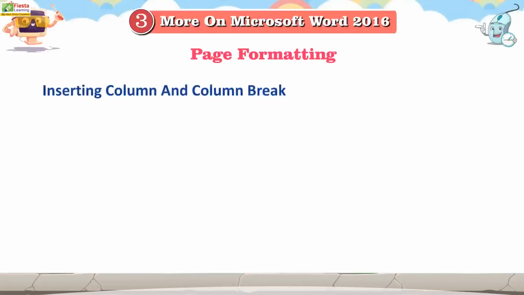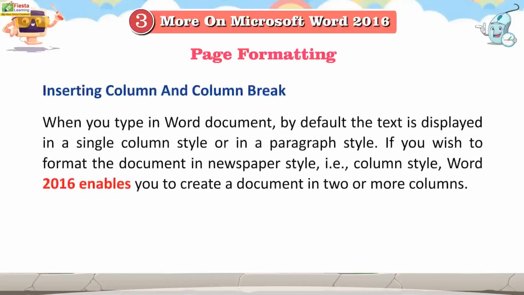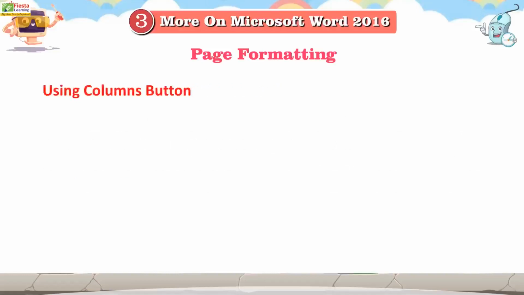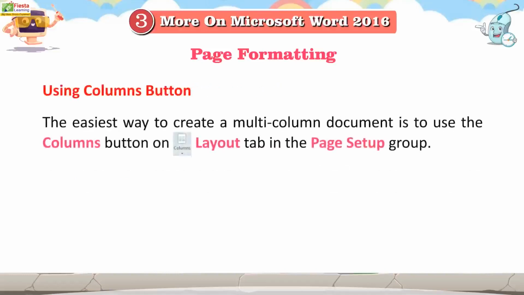Inserting column and column break. When you type in a Word document, by default the text is displayed in a single column style or in a paragraph style. If you wish to format the document in newspaper style, column style, Word 2016 enables you to create a document in 2 or more columns. Using the Columns button. The easiest way to create a multi-column document is to use the Columns button on the Layout tab in the Page Setup group.